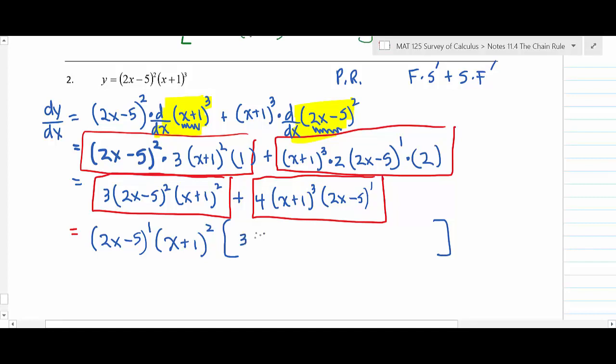Okay, so what would go here? That would be a 3, and what else do you need? 2x minus 5 to the first. We'll see, make sure it's right. Multiply it out. Make sure it's right. Okay? Now, what do you need to get this second box? 4. You need a 4. What else? Plus 1. Okay, x plus 1 to the first.